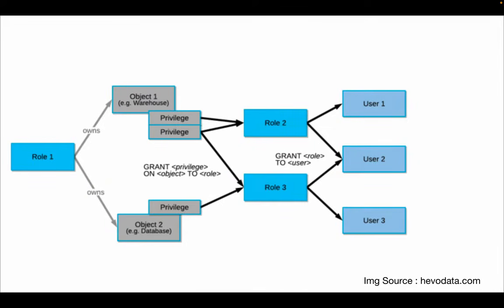Snowflake roles are the entities that can grant and revoke privileges on objects. Objects can be things like warehouses, databases, schemas, or tables. Users are assigned roles to allow them to undertake actions required for their business functions. Users can have several roles assigned to them, and can switch roles to conduct different actions with different sets of privileges.